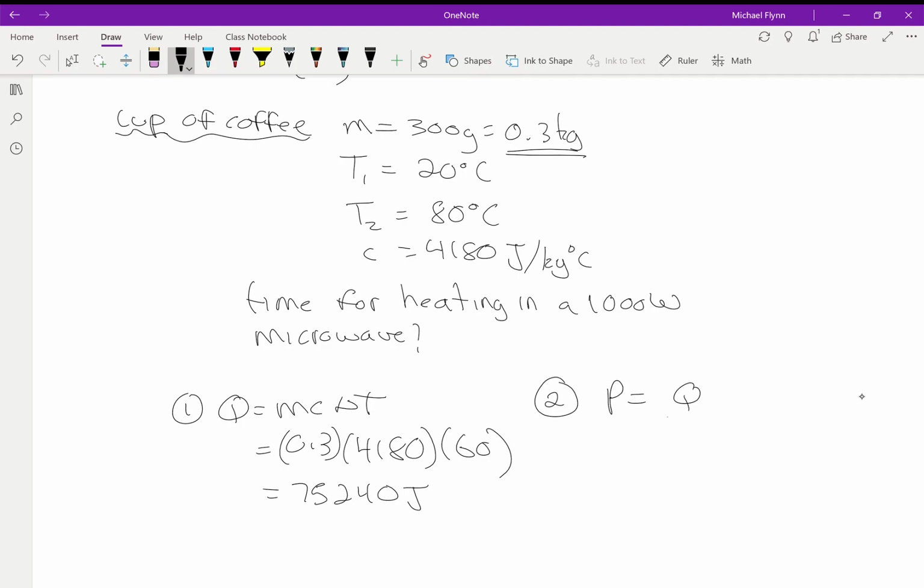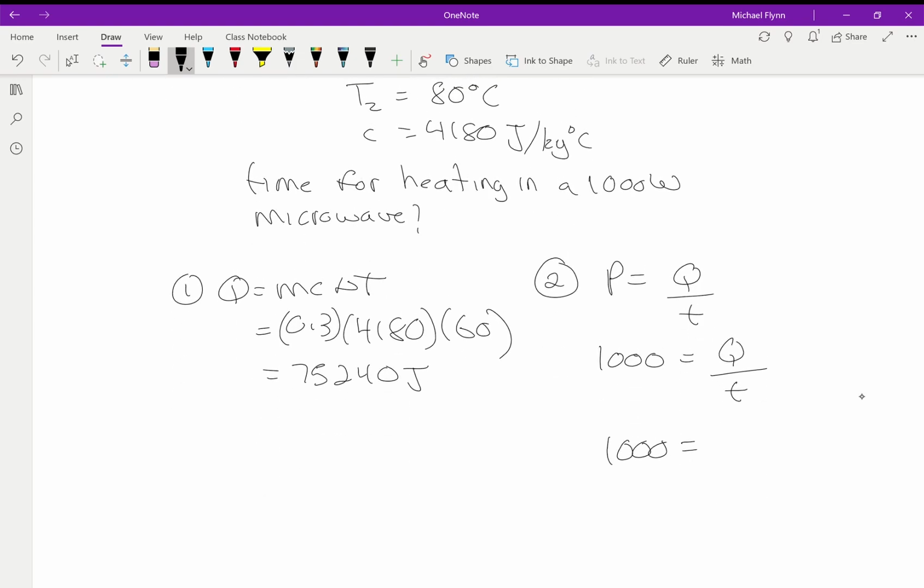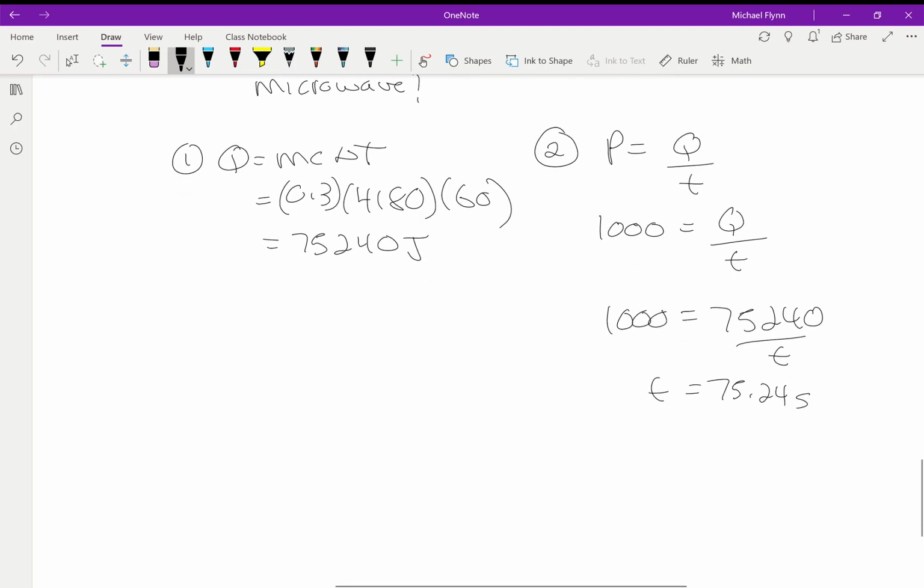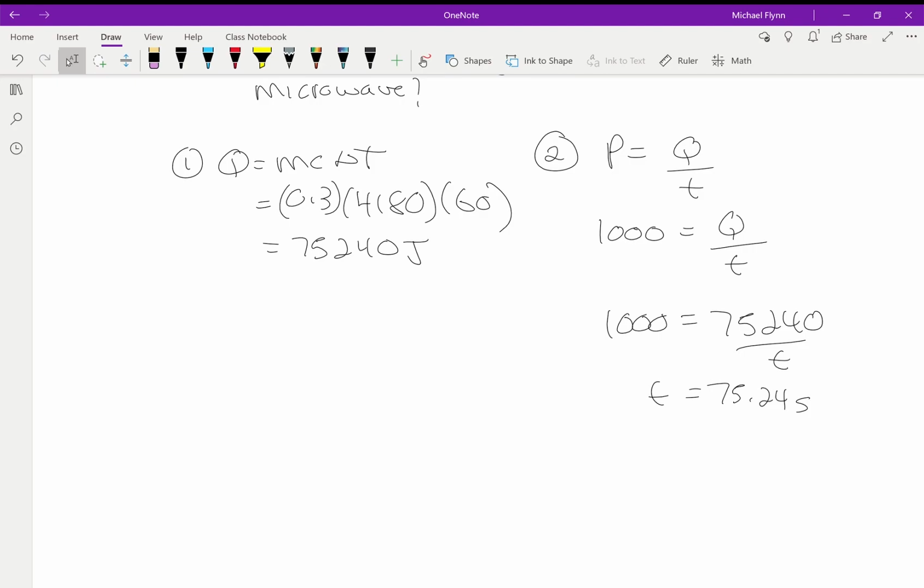All right, now step 2. Power equals Q over t. So t is time, and power is measured in watts. I know that the power is 1000 watts, so I'm going to write 1000 equals Q over t. Well, I know what Q is. I'm sorry, I'm writing so many little steps. 75,240 divided by time. I'll let you work your algebra there, and you end up getting 75.24 seconds, which is about a minute and 15 seconds, which is probably pretty reasonable, right?